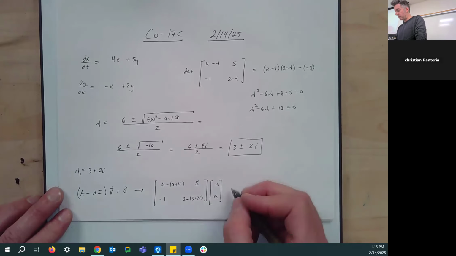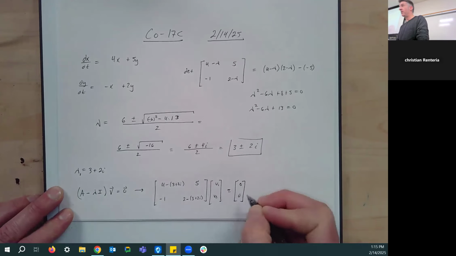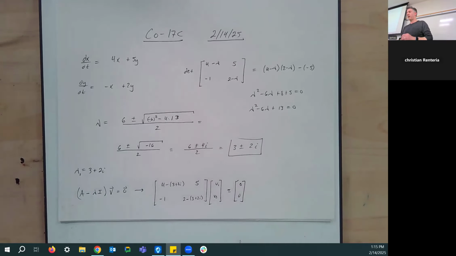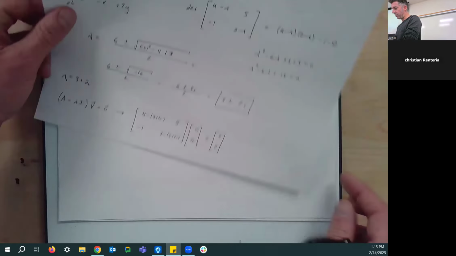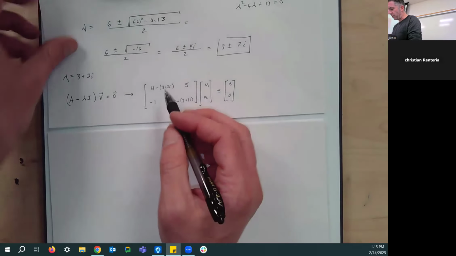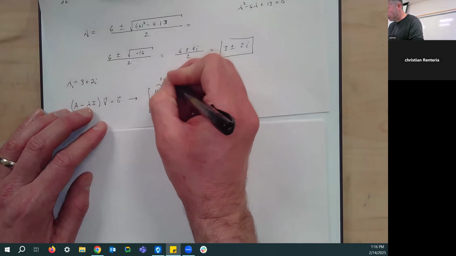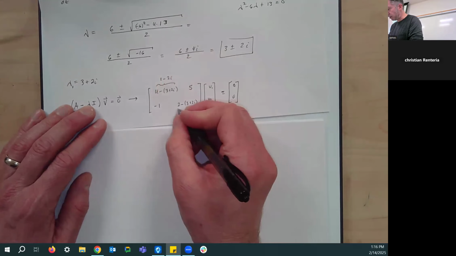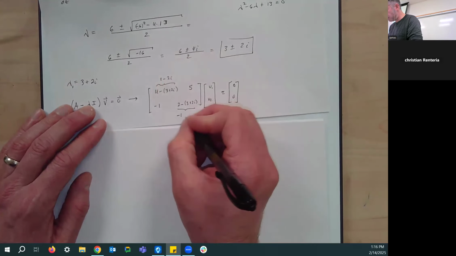And so then, set this equal to 0, 0. You can use either equation. Now, in this situation, at first glance it doesn't look like both equations give you the same thing, but they do. Let's actually explore that. Looking at both equations, that's going to be a 1 minus 2i right there, and that's going to be a negative 1 minus 2i. Yep, minus 2i.